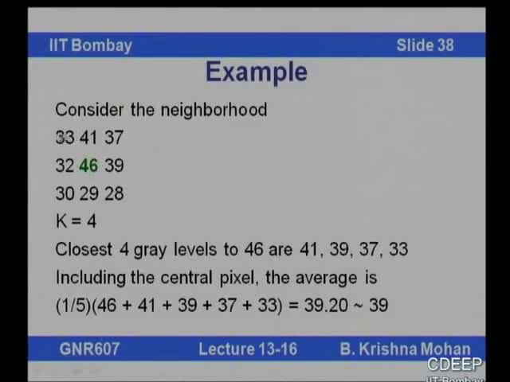Suppose k is specified as 4, I am averaging over these pixels. With respect to 46, the closest in terms of pixel intensity are 41, 39, 37, 33. So these 4 plus 46 together, averaging is done over these 5. The result is approximated to the nearest integer. So the result is 39. So corresponding to the position of 46 in the output file, we write 39. Okay, I am repeating it.